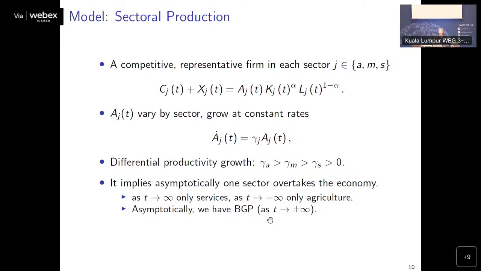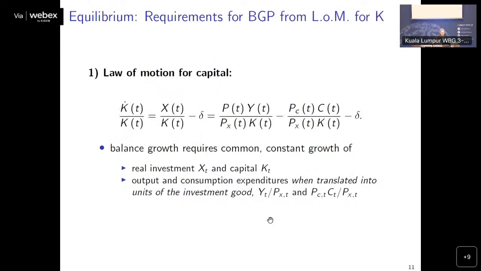But in the middle is what we'd like to characterize, where the interesting things are happening. Okay, so here are the requirements for a balanced growth path. They come from two things. One is the two dynamic equations in a macro model: the law of motion for capital and the Euler equation, which is a law of motion for consumption. If we want this to be constant, like Kaldor's stylized facts, you can very easily see that investment over capital has to be constant.